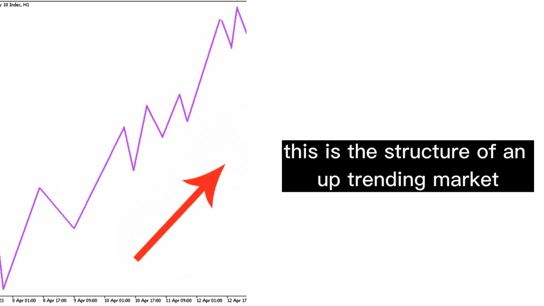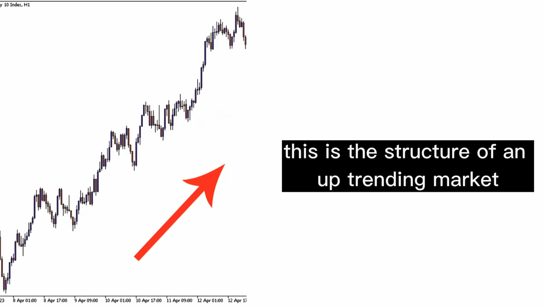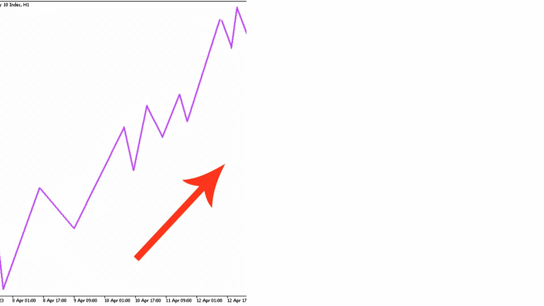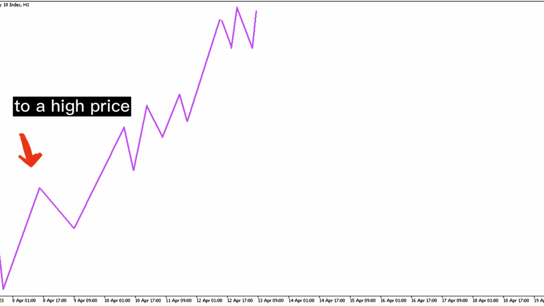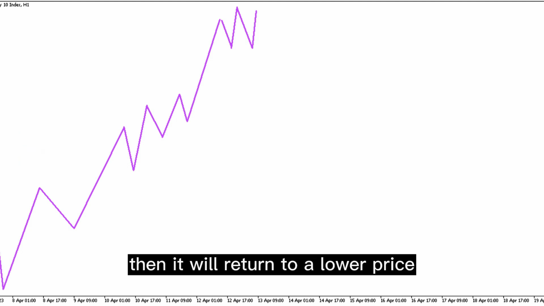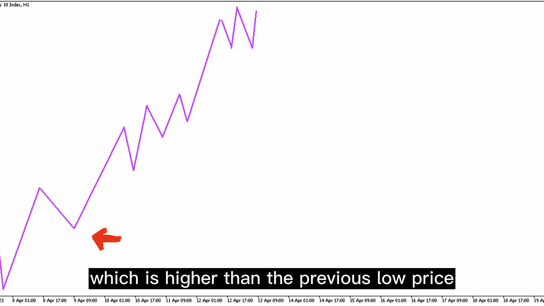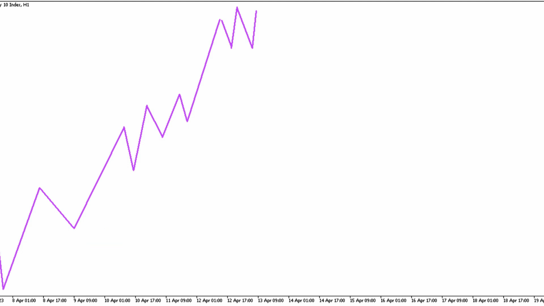This is the structure of an uptrending market. The manner is such that the price will move from a low price in the market to a high price. Then it will return to a lower price, which is higher than the previous low price.